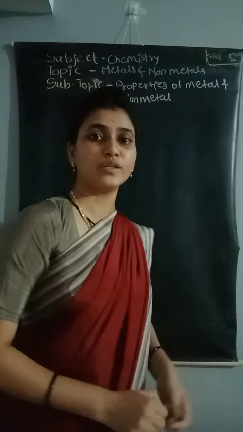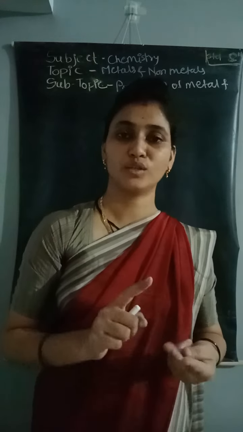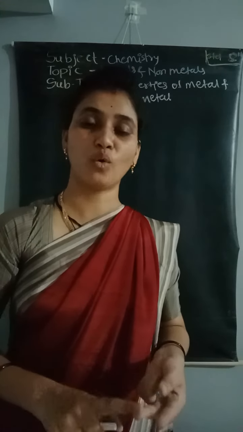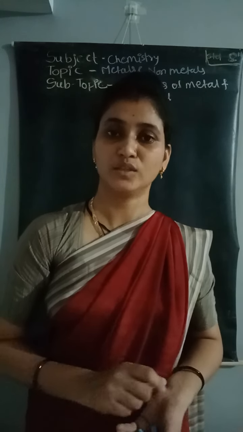Before going to the properties of metals and non-metals, I want to revise the last video. In the last video, we saw about the elements. Which elements? Metals, non-metals and metalloids. What are the metals? Iron, gold, silver, copper, aluminium are all metals. Which are non-metals? Sulfur, phosphorus are non-metals. What are the metalloids? Silicon, germanium, antimony are the metalloids.